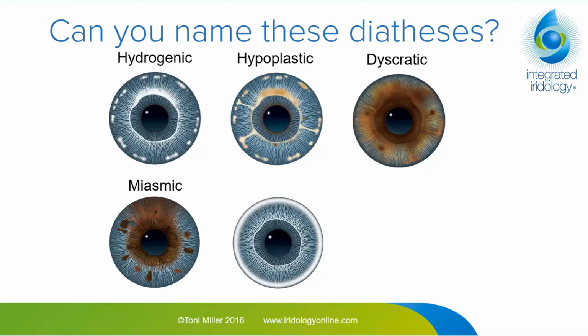And the last diathesis, what do we call that? Did you say lipemic? And how do we identify a lipemic diathesis? I hope you answered a total or partial corneal arcus. And if I was to ask you, what is the major disposition with this particular diathesis, what would you say?